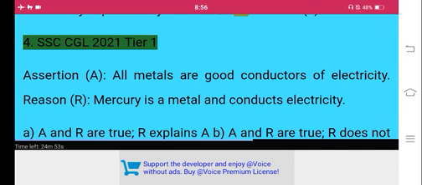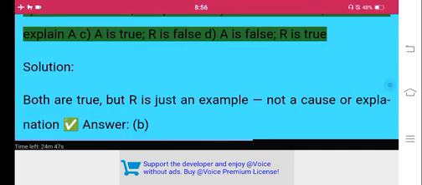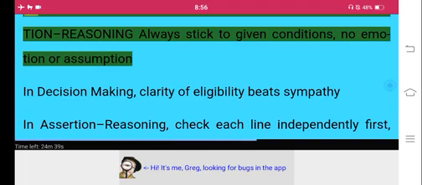4. SSC CGL 2021 Tier 1. Assertion A. All metals are good conductors of electricity. Reason R. Mercury is a metal and conducts electricity. A. A and R are true, R explains A. B. A and R are true, R does not explain A. C. A is true, R is false. D. A is false, R is true. Solution. Both are true, but R is just an example, not a cause or explanation. Answer: B.